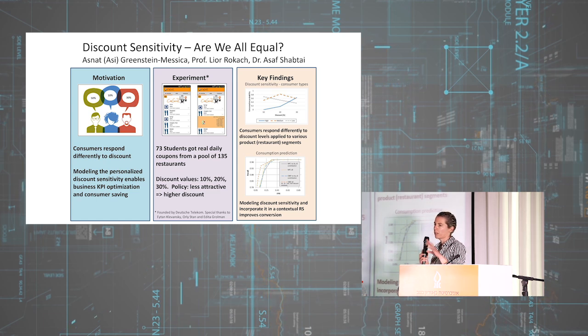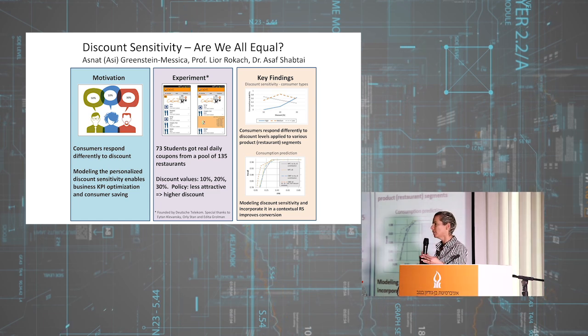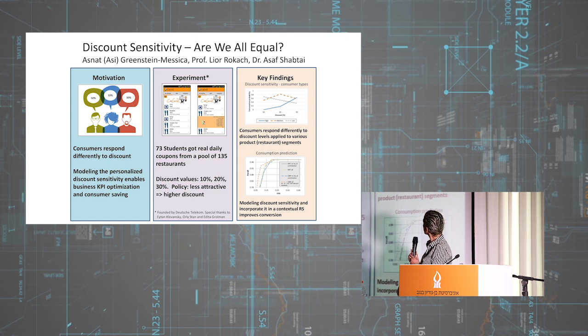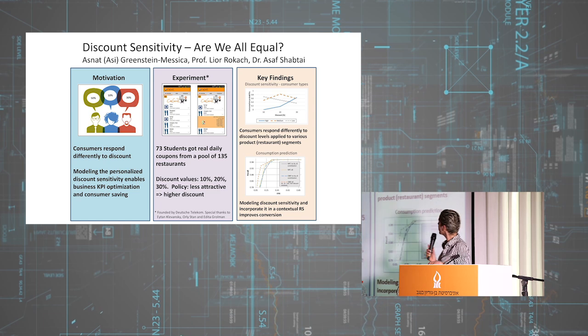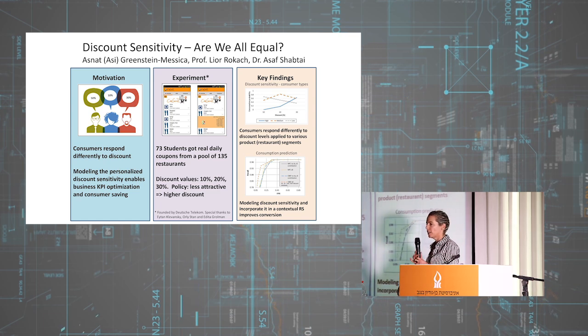The coupons were from various levels of discounts, and our goal was to provide the best coupon recommendations for the users in order to optimize both the business KPI, the conversion of the coupons on the one hand, and the savings for the customers on the other hand. And we got some interesting results.